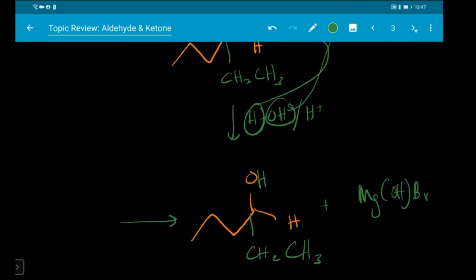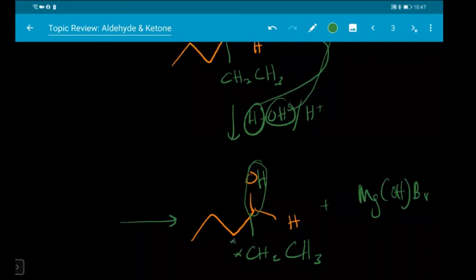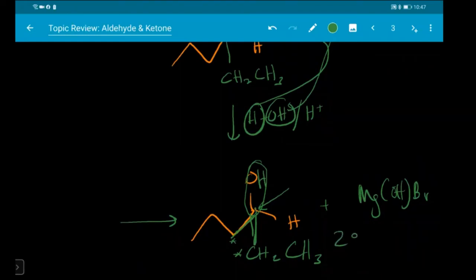Okay guys, secondary because the COH dia attach dengan dua karbon, satu dekat CH2CH3 ni, satu lagi dekat yang color order ni. Dia dua karbon. Again, COH karbon yang ni attach dengan dua karbon. So it will be a secondary alcohol. Alright.